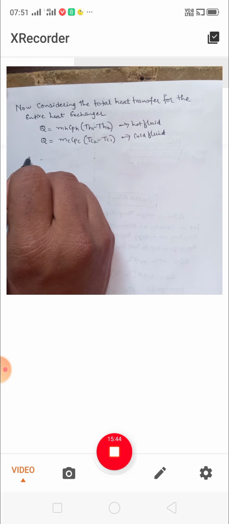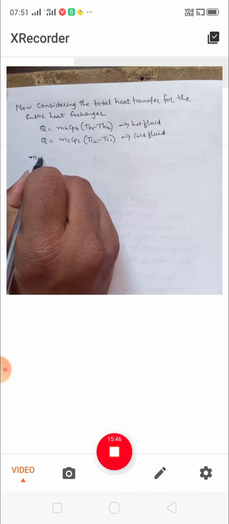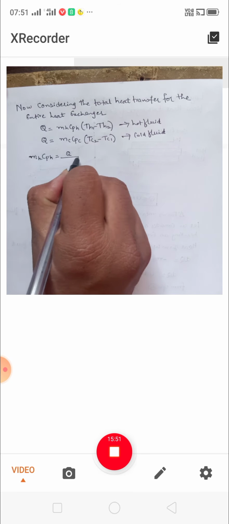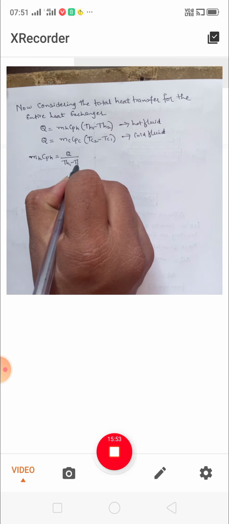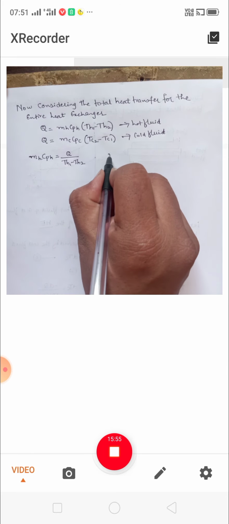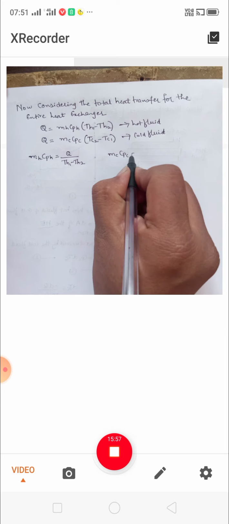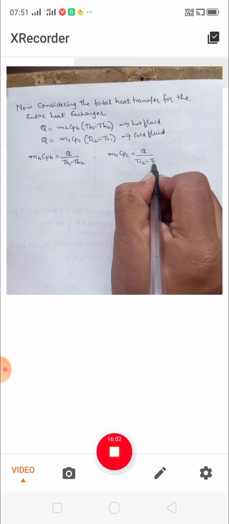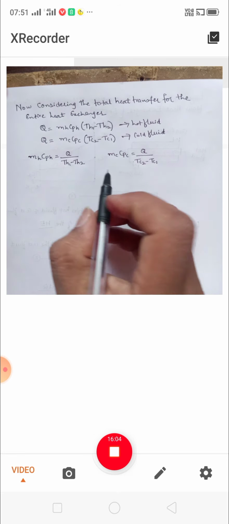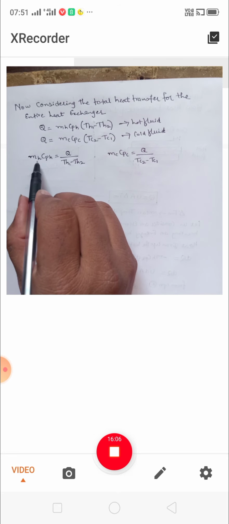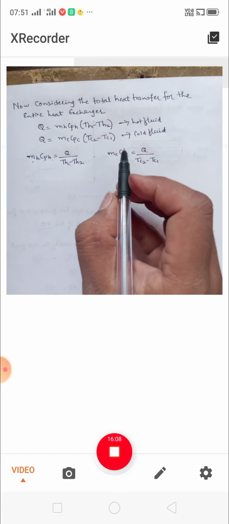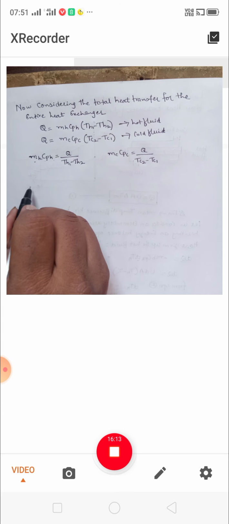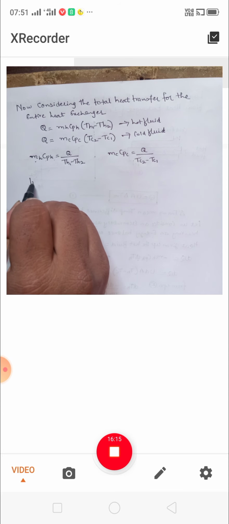So now with these equations, let me write the values of mH into Cph, which is given by Q divided by Th1 minus Th2, whereas mC into CpC is given by Q divided by Tc2 minus Tc1. Now I will substitute these values, that is the mH into Cph value and mC into CpC value, in equation 5. So let me write the equation 5 here.